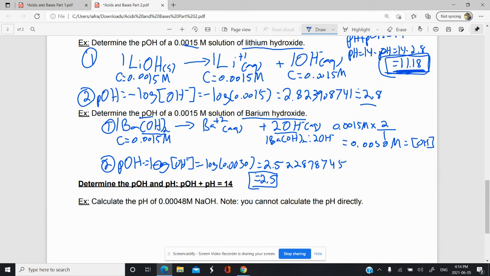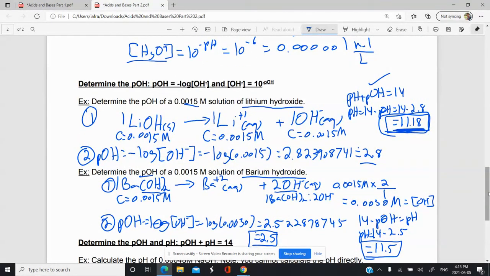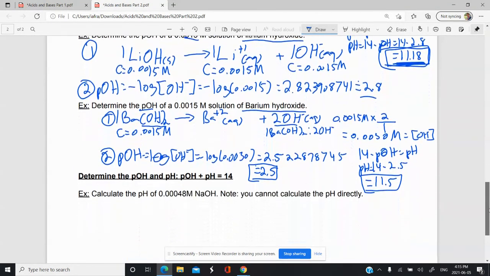If you want to just make sure by converting to pH, you could simply do your 14 minus pOH is equal to pH. So that means that our pH is going to be equal to 14 minus our 2.5. So we will get about 11.5. And you can see that we are much higher than 7. So we are basic again. So that was calculating pOH from the hydroxide ion concentrations.